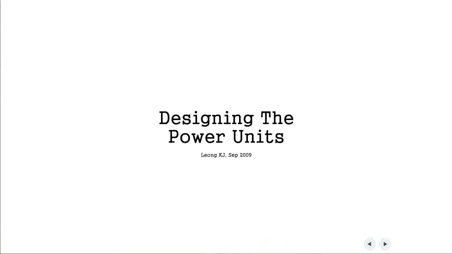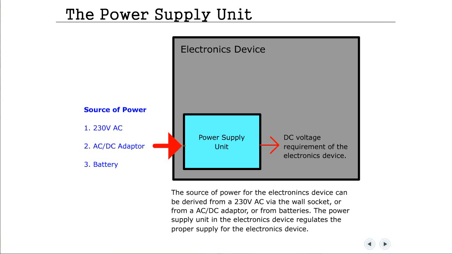Designing the power unit. All electronic devices require a DC power source to operate. The input source can be from the 230-volt AC mains, a DC adapter, or a battery.